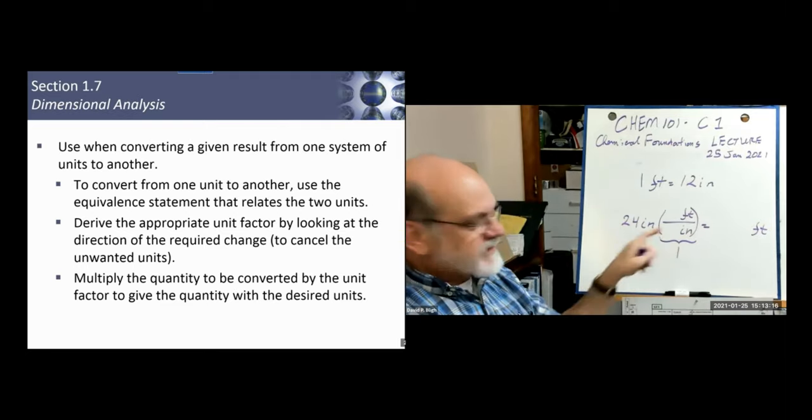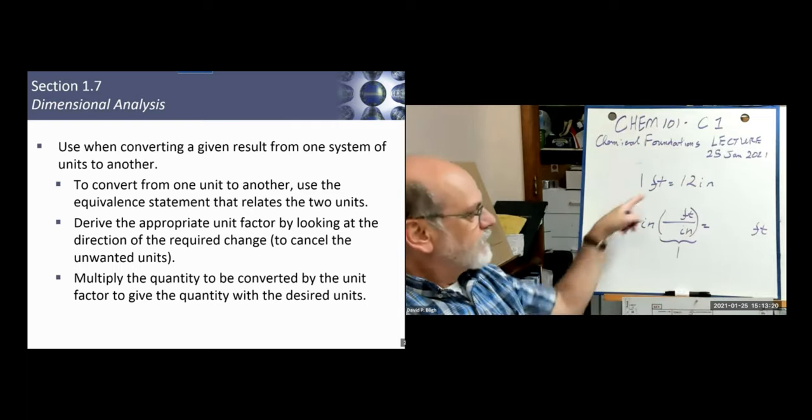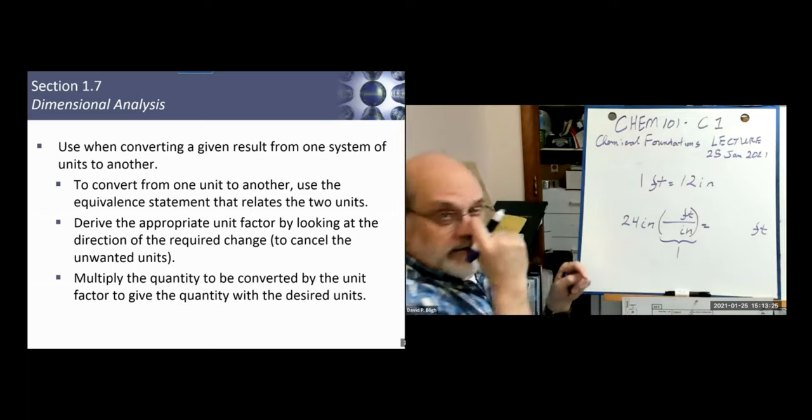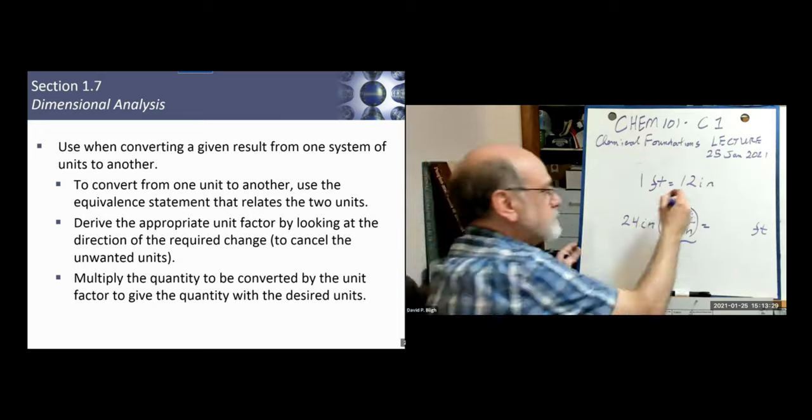So we need something that's equal to one. Well, how do you get it equal to one? Here's your equivalence. Let's say we need inches on the bottom. So let's divide both sides by the same amount.